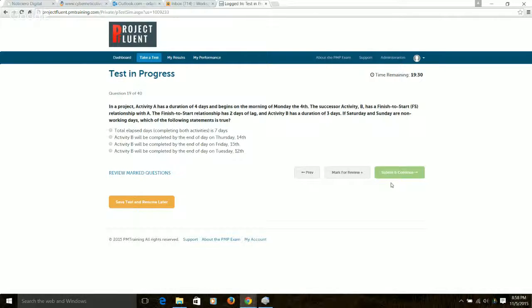So 4, 5, 6, and 3, 9. Option A, total elapsed days completing both activities is 7 days. Option B, activity B will be completed by the end of day on Thursday the 14th. Option C, activity B will be completed by the end of day on Friday the 15th. Option D, activity B will be completed by the end of day on Tuesday the 12th.